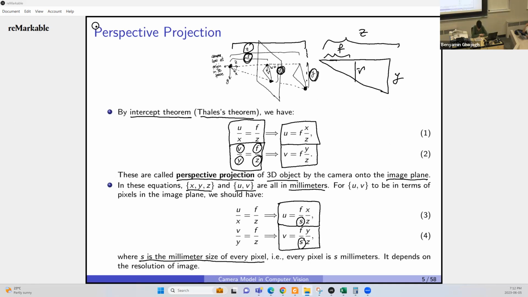So that's obvious, I think. And by the way, S depends on the resolution of the image, right? The bigger the S, the lower resolution you have.